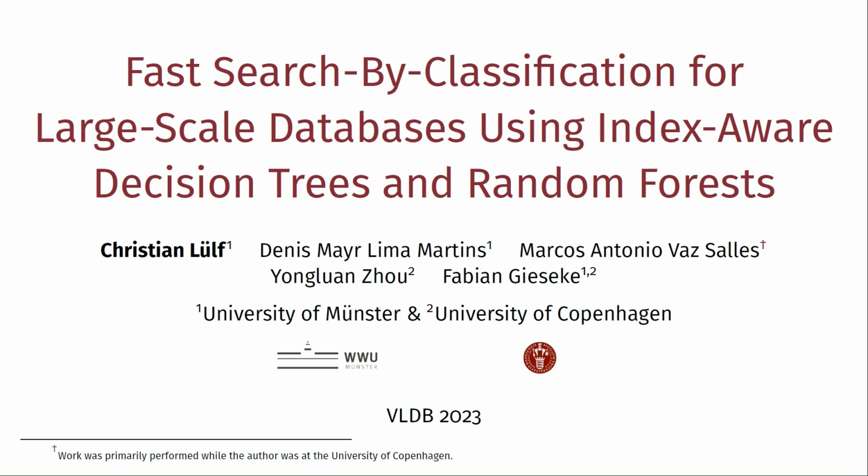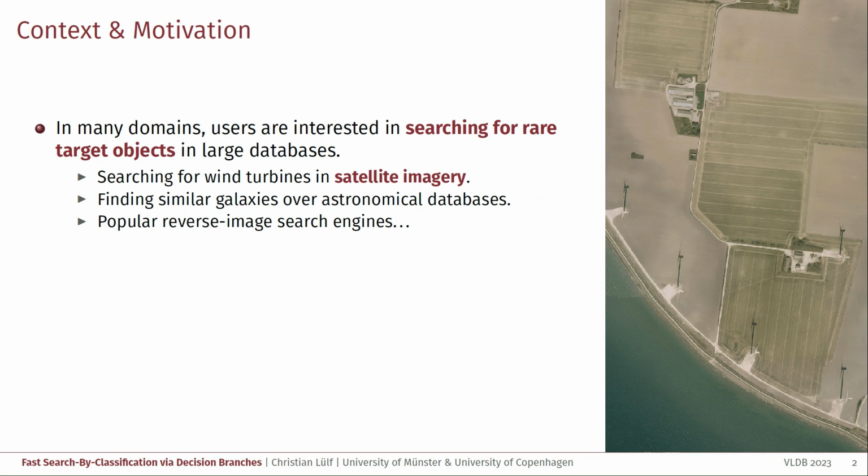Hi, my name is Christian Lilf, and I'm going to talk about our VLDB research paper, Fast Search by Classification for Index-Aware Decision Trees and Random Forests, which is a joint work of researchers from the University of Münster and the University of Copenhagen.